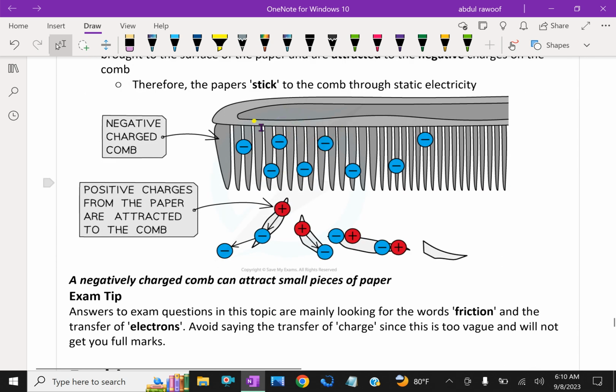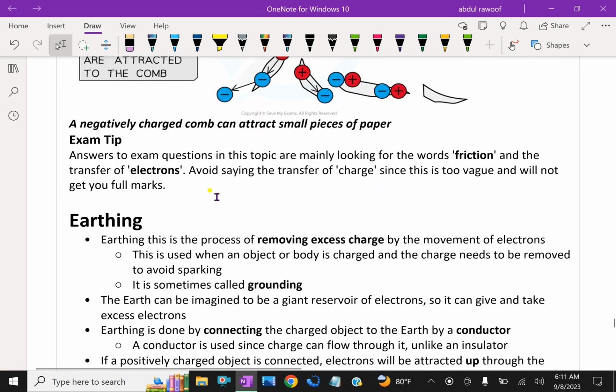Look at here. The comb at first is neutral. After rubbing your dry hair, what happened? It becomes a negatively charged comb. That means some electrons passed from hair to comb. Then positive charges from the paper are attracted. Small pieces of paper are already neutral. Positive charges from the paper are attracted to the comb, so the paper sticks to the comb. That means a negatively charged comb can attract small pieces of paper.